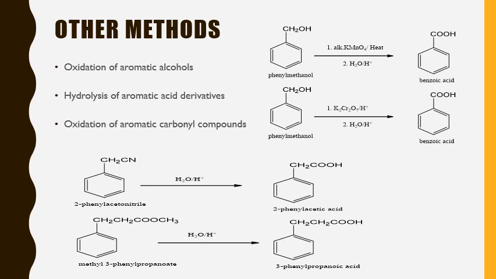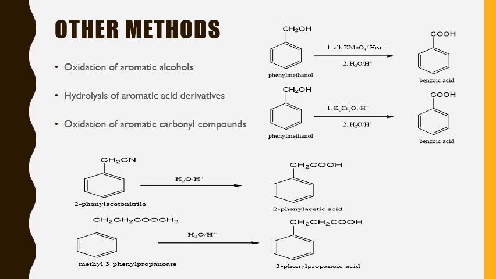And as we have seen previously, hydrolysis of aromatic acid derivatives. So here I have taken the example of cyano. This cyano upon hydrolysis will give you COOH. So just mark CN with COOH. Similarly, this is an ester COO, and this COO bond will be broken to form a COOH upon hydrolysis.